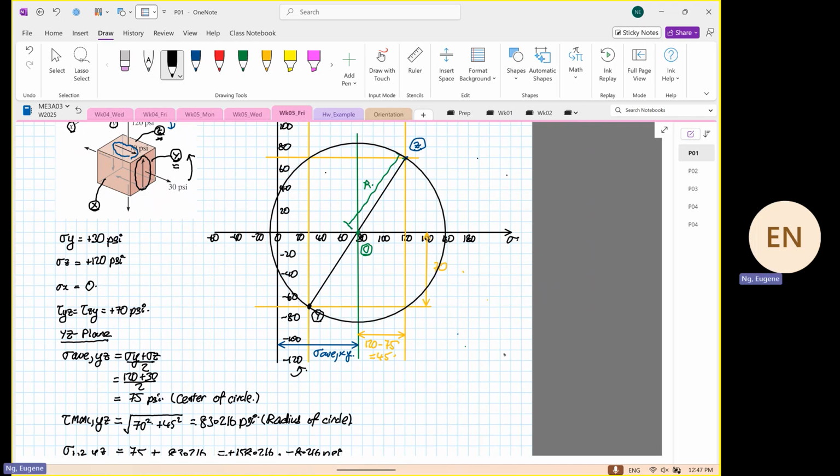Now, for this problem, we don't know what is in plane and we don't know what is out of plane. Does that make sense? Because it represents a cube, right? So we don't know what is in plane and what is out of plane, but it's fine. So what we label now, we are going to label this as our YZ plane. Are we okay?